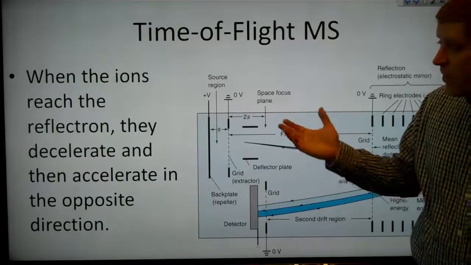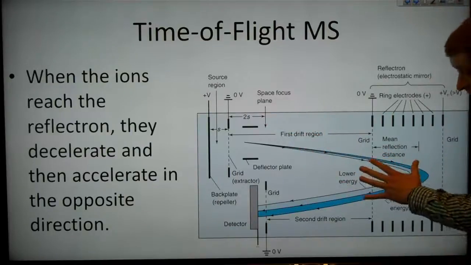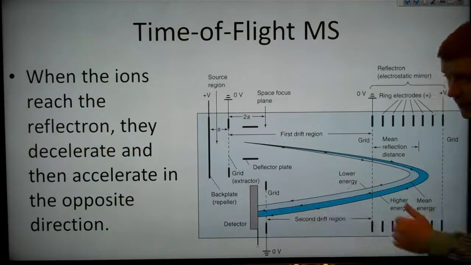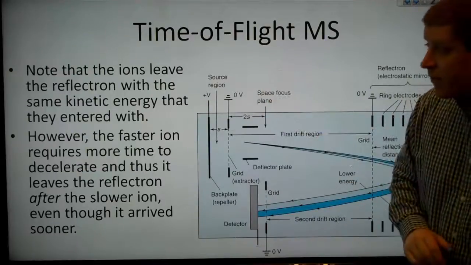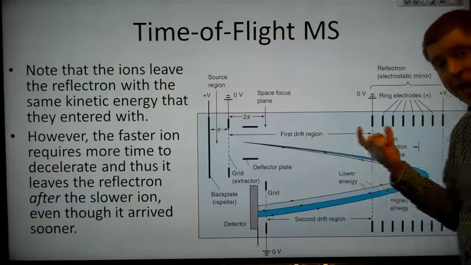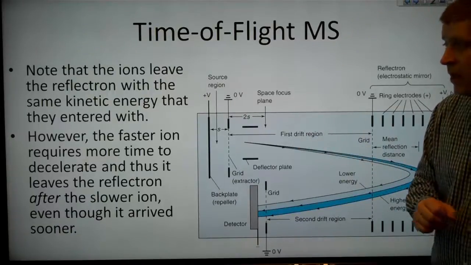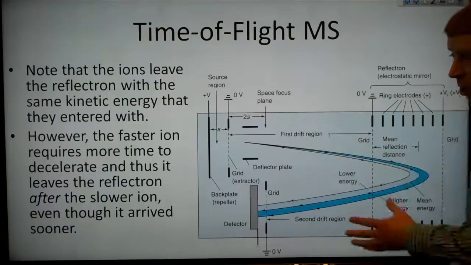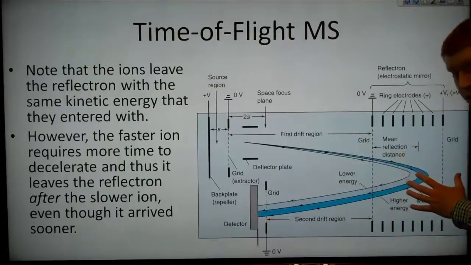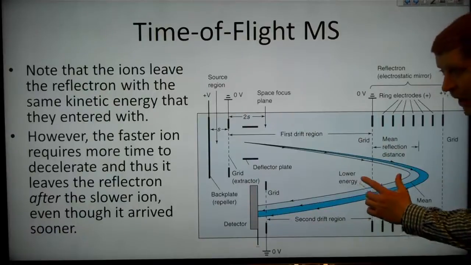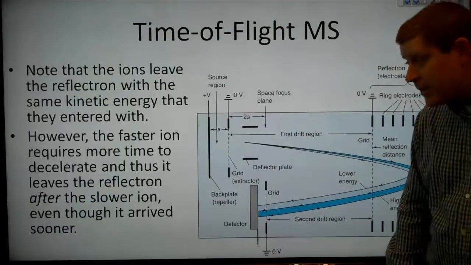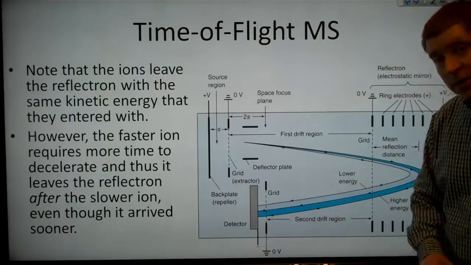and when those ions then reach the reflectron, they decelerate and then they accelerate in the opposite direction. And note here that the ions leave the reflectron with the same kinetic energy that they entered the reflectron with, but the faster ion requires more time to decelerate in the reflectron, and thus it's going to leave the reflectron after that slower ion did, even though it arrived sooner.